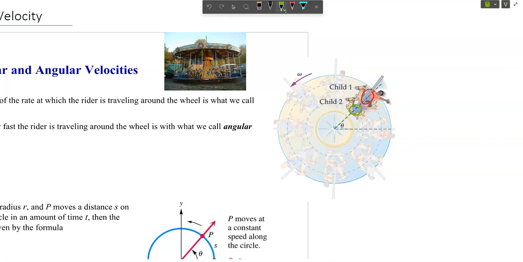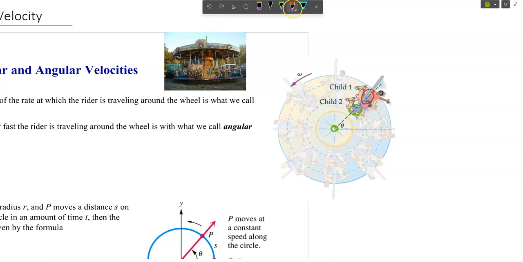Now, as the merry-go-round moves, it moves in a uniform motion. And that uniform motion is how many degrees or radians we want to turn it in a particular amount of time. So let's say it moves at 30 degrees per second. Whether you're child one or child two, you are moving at 30 degrees per second with perspective being the center of that merry-go-round.